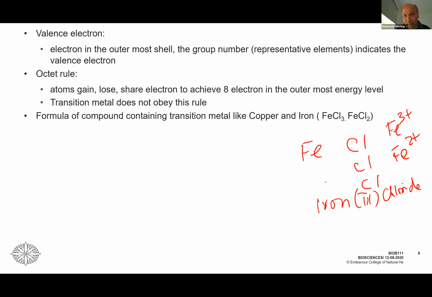Same way with copper. You can have copper 1 plus and copper 2 plus. Copper 1 plus is known as cuprous. Copper 2 plus is known as cupric. Same way, ferrous, ferric. You don't have to study all elements with more than 1 charge. These 2 you need to know, iron and copper.